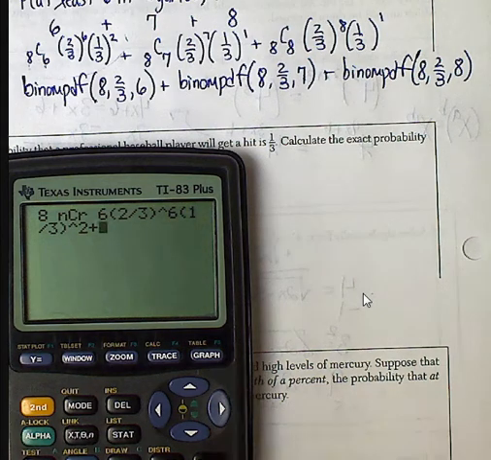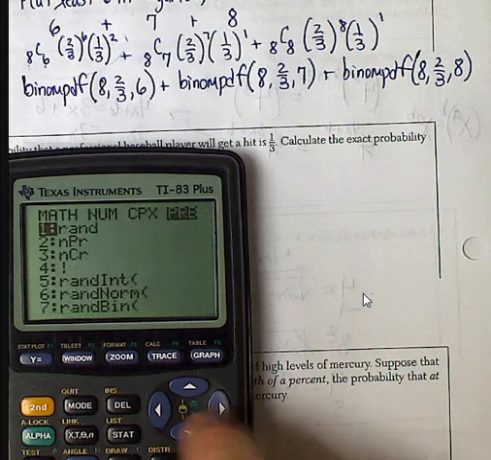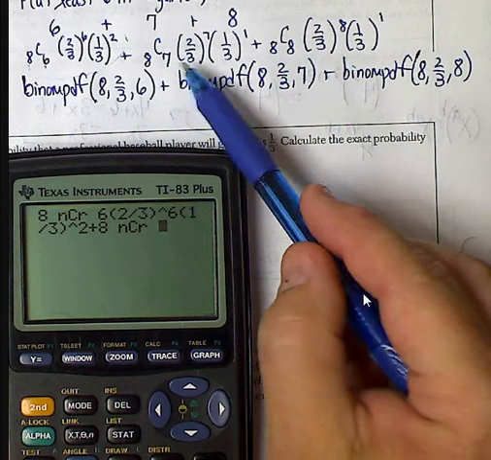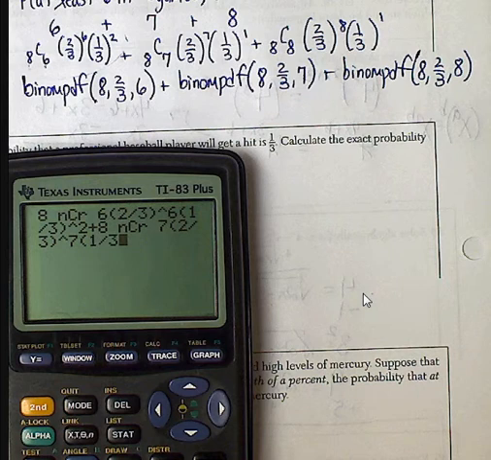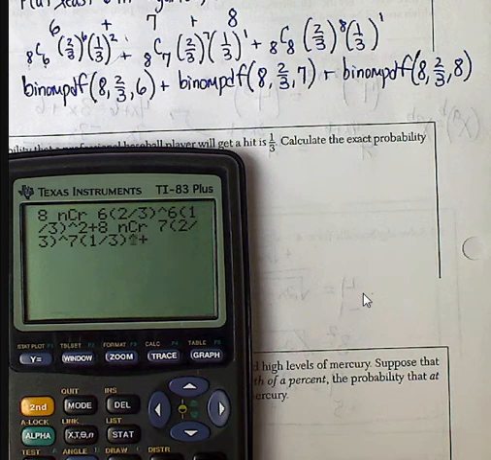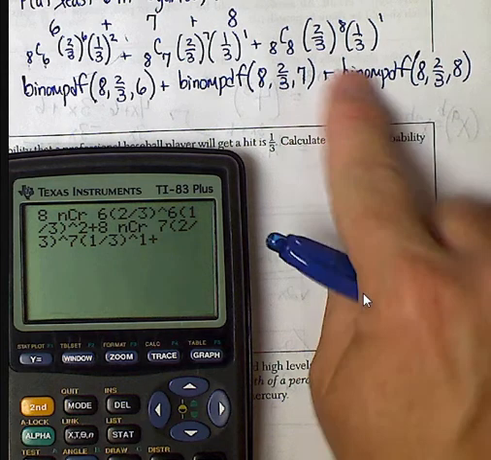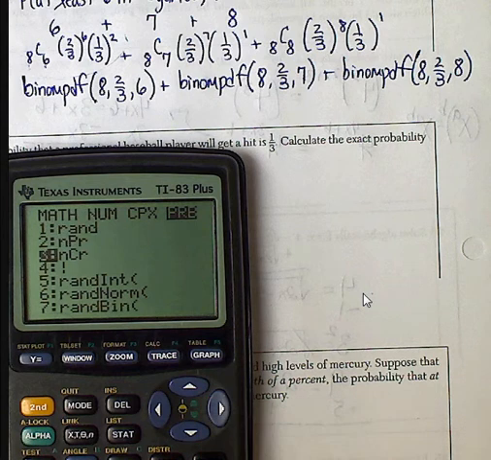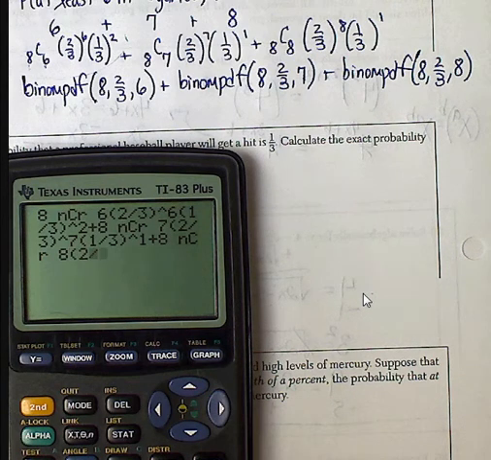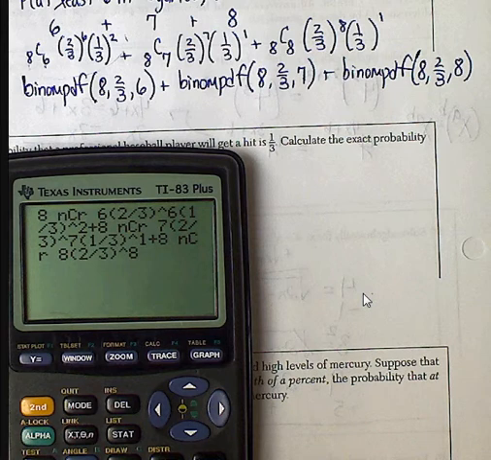The next piece, 8, math, probability, NCR, 7. Probability of success is still 2/3. This time we want 7 of them. Probability of failure is 1/3, and we want 1. Plus, now we're at 8C8. 8, math, over to probability, NCR is 8. 2/3, raised to the 8, 1/3, raised to the 0.